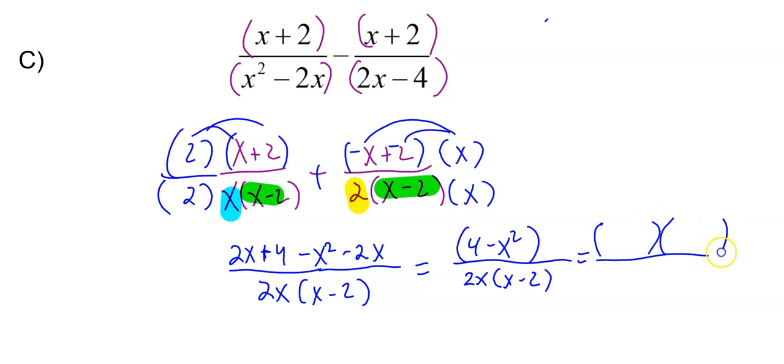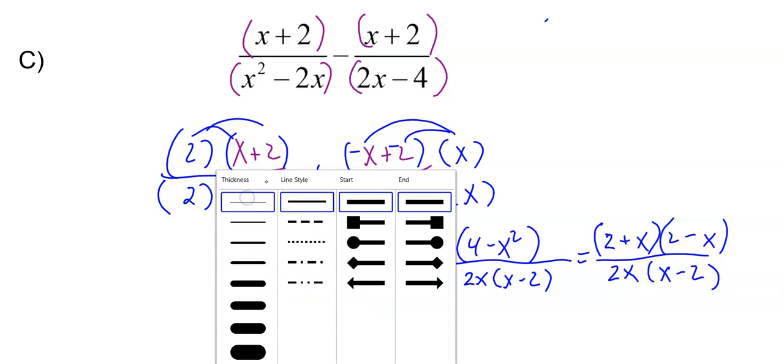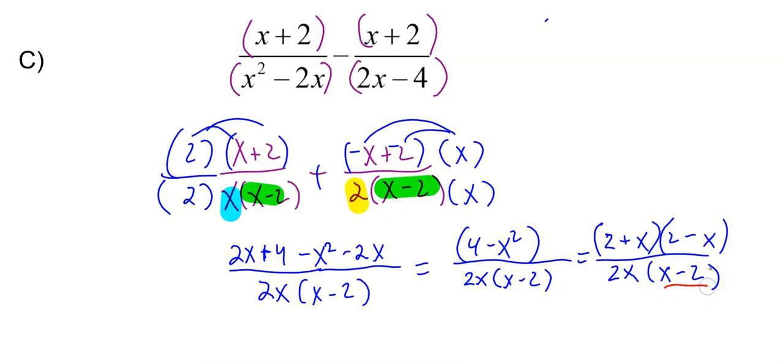So this is going to be a difference of squares. So 2 and 2. Square root of x squared is x and x. One of them is plus, one of them is minus. And we get 2x times x minus 2. Now you can see this is so close to being what we want. Like I have an x minus 2 and I have a 2 minus x.